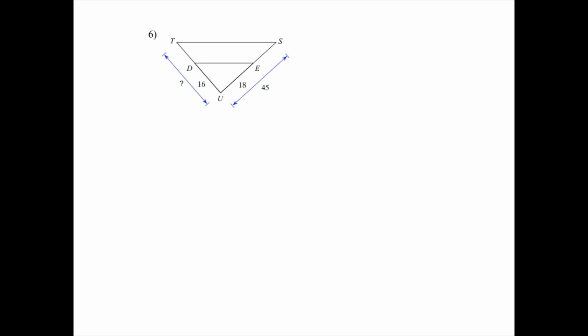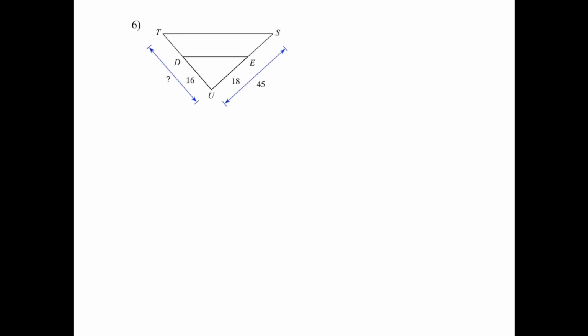So the next one again, I'm finding that value. Let's name it b in this case. So I have b is to 16 as 45 is to 18. So b over 16, this is 5 over 2. Now we can cross multiply, so 2b equals 80. And now I'm just dividing by 2, so b equals 40.